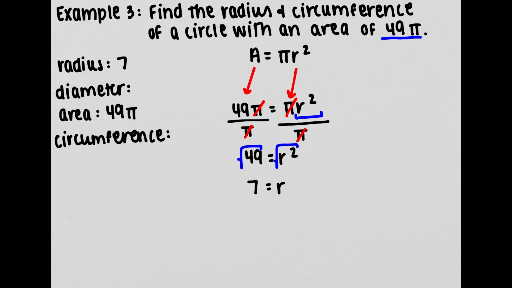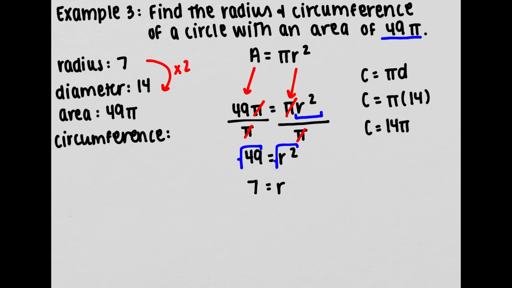I now can find my diameter, because remember, to find the diameter from the radius, you multiply by 2, so that gives me 14. And finally, I need to find the circumference. I remember my circumference is pi times the diameter. I plug in what I know. I know my diameter is 14, and then I just rewrite it, so my circumference is equal to 14 pi. I check my problem one more time. I asked for the radius and the circumference. I look at the left. I found the radius, which was 7, and the circumference, which was 14 pi. So I'm done with this problem.